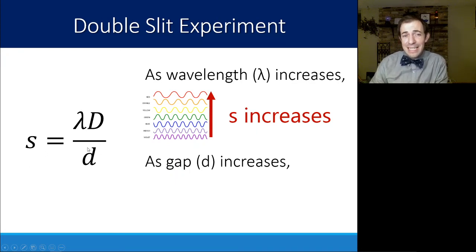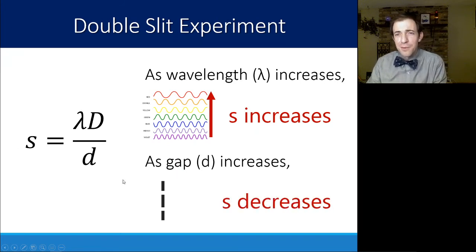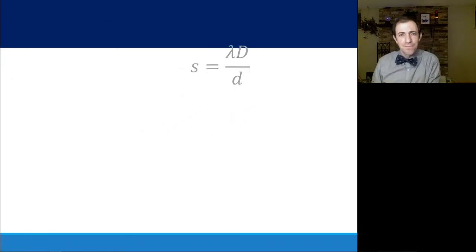If I change the gap, so if I make the gap between my double slit larger, then I'm changing little d. If that gets bigger, then S has to get smaller, so S would decrease. The bigger the gap spacing is, the smaller the spacing in the fringes that are showing up on the screen, the bright spots and dark spots.